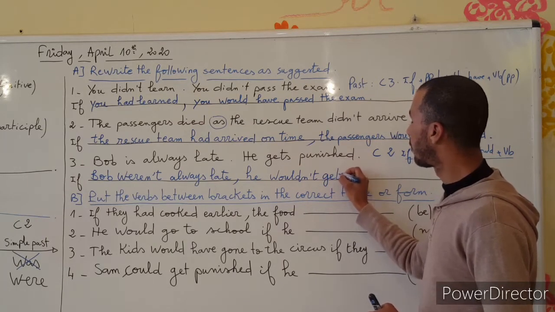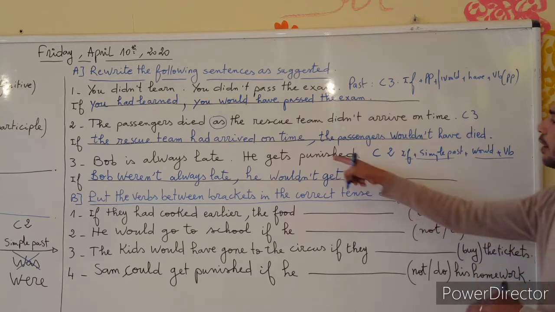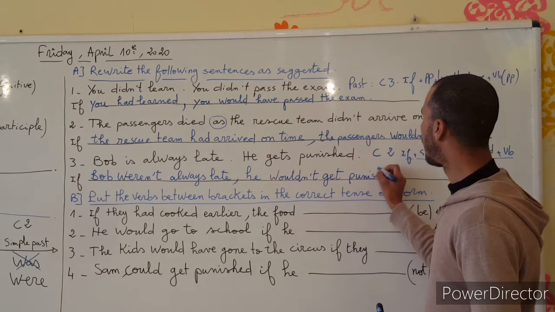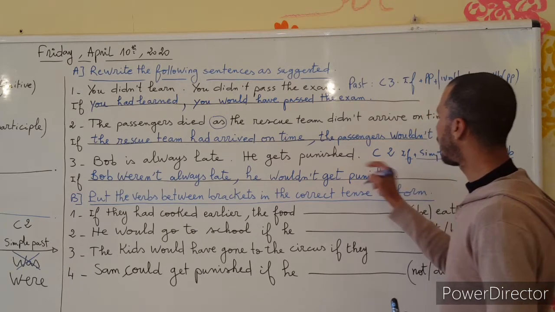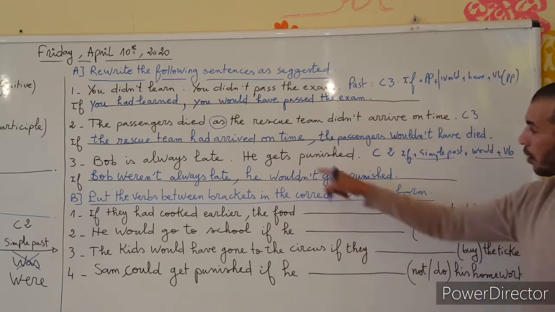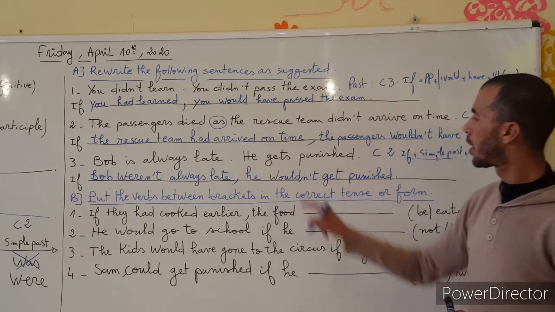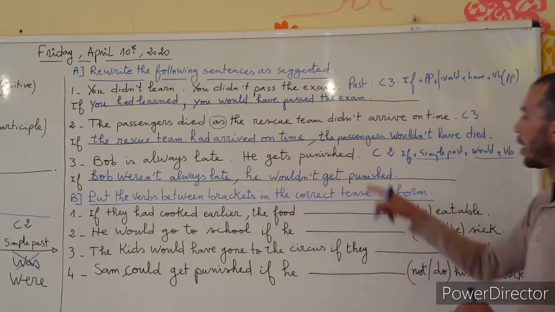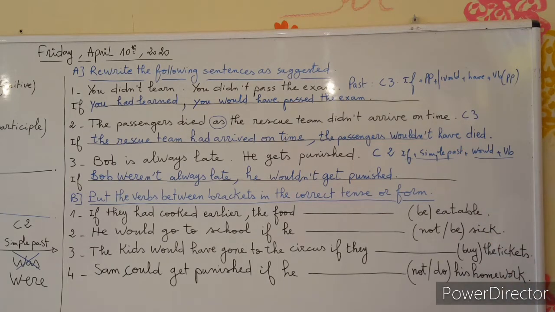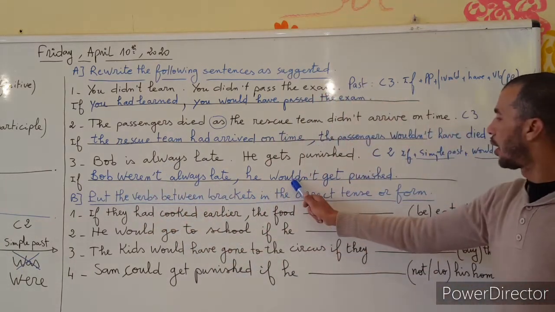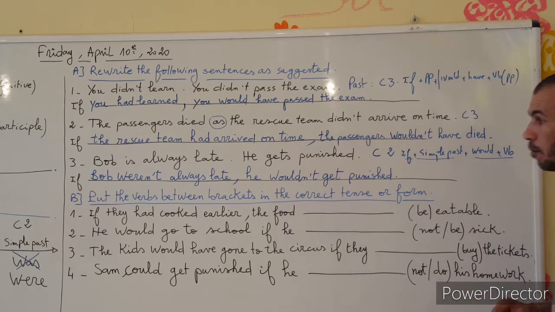Infinitive is get. And then punished. Pay attention, punished is not the verb. Punished is just an adjective here. The verb here is what comes right after the subject. So he gets. This is the verb. So finally we will have: if both weren't always late, you wouldn't get punished. So if plus simple past plus would plus verb bare infinitive.